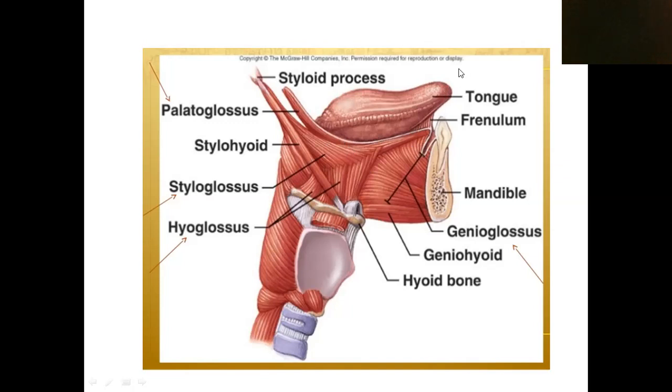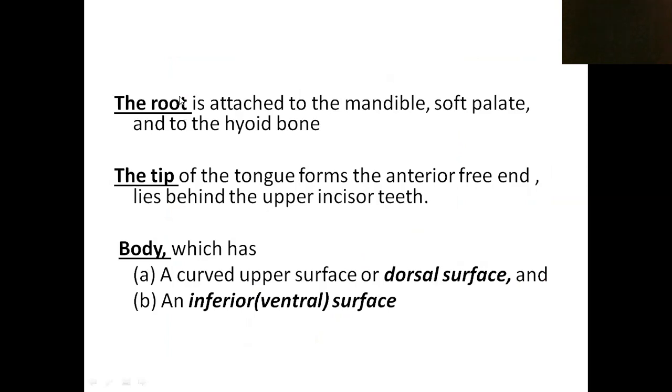The tip lies behind the upper incisor teeth. This one is the lower incisor teeth, and this is the section of the mandible. Here come the upper incisor teeth. So the tip lies behind the upper incisor teeth, and the root connects the tongue to adjacent bones. So the root and tip, those two points are clear.